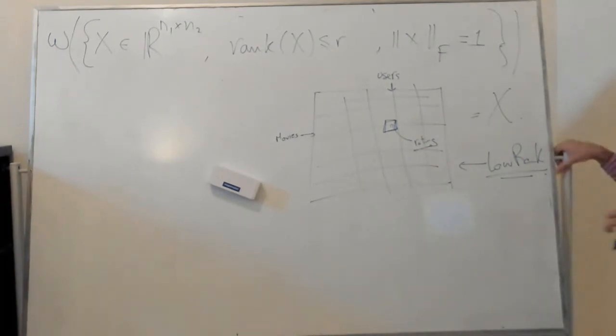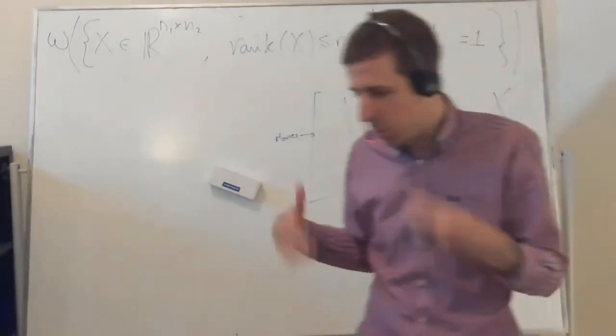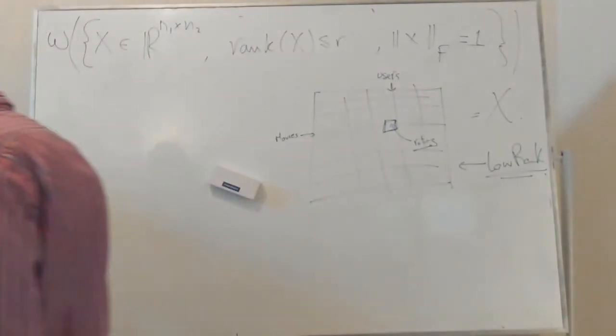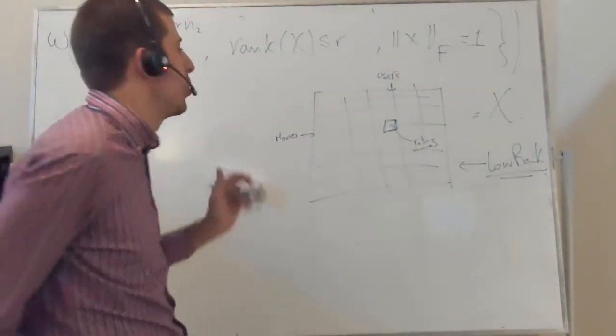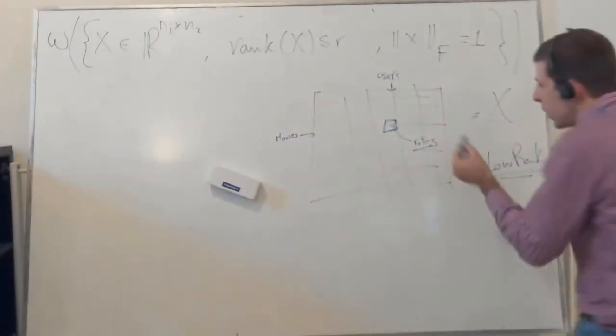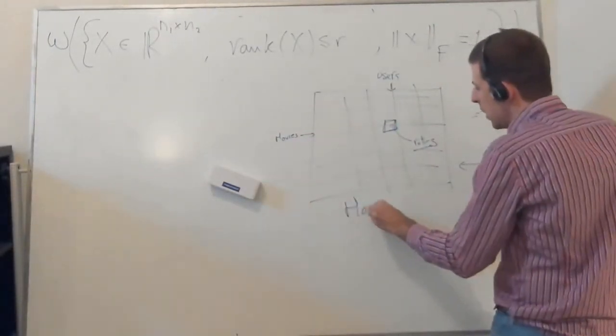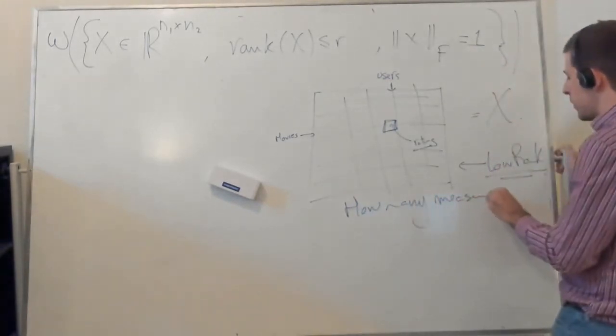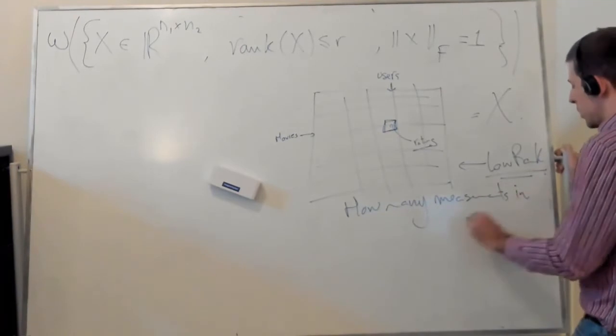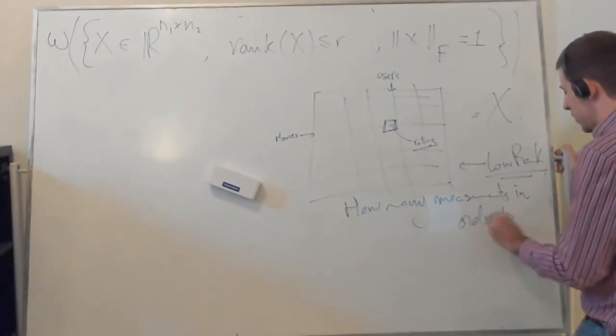And then the question is, what if some users see some movies, or some people rate some kind of service? Can you fill up the rest, right? So you can ask the question, how many measurements do we need before recovering the matrix? Measurements in order to recover the matrix.